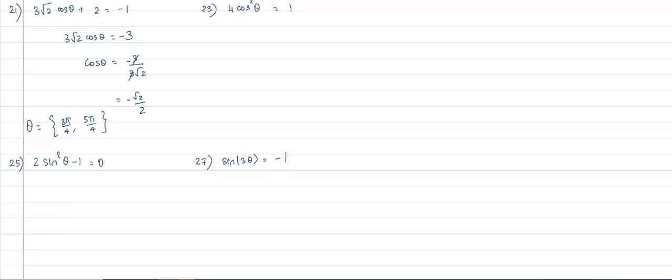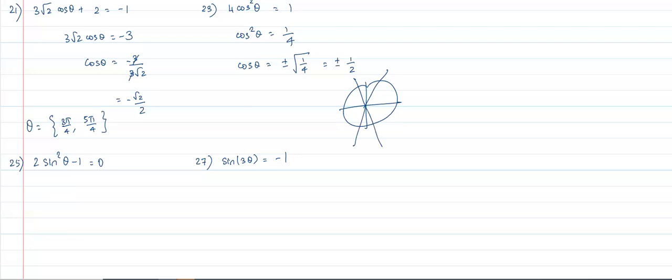Okay, so the next question you have to watch out. First thing you're going to do is divide by the 4, and then you're going to take the square root. Square root of 1/4 is 1/2. So you have to find all the angles theta for which cosine is either +1/2 or -1/2. The angles are pi over 3, 2 pi over 3, 4 pi over 3, 5 pi over 3.